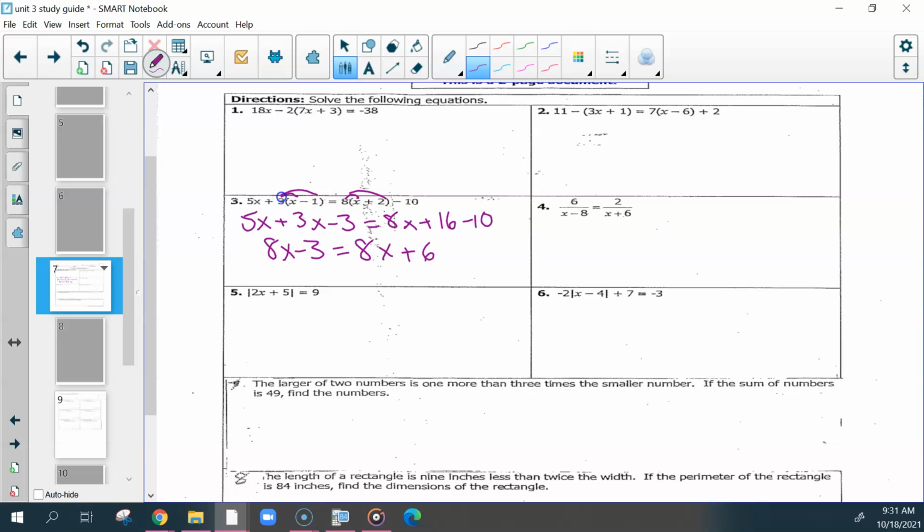We could continue solving this, but this is going to be a special case. We have the same coefficient and different constants. What type of solution would that be? Say no solution. Remember, if it's exactly the same, it would be infinitely many. If you didn't see that and kept going, you would get -3 equals 6, but they don't really equal.